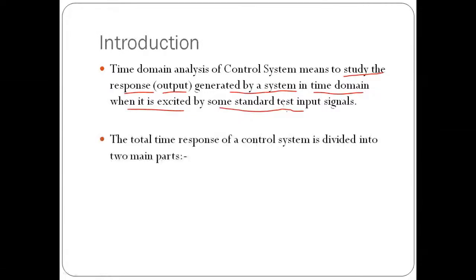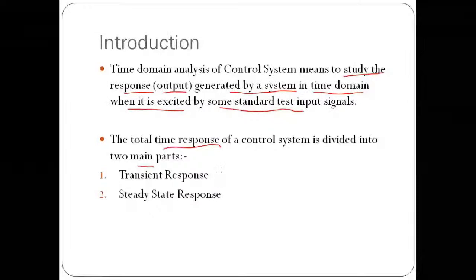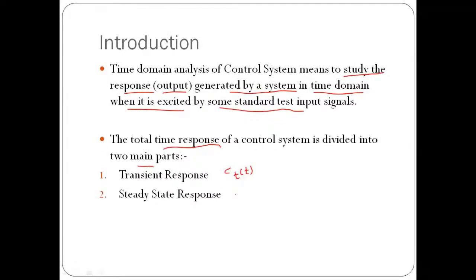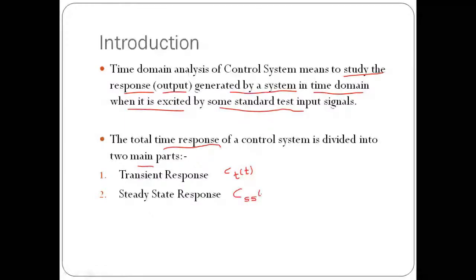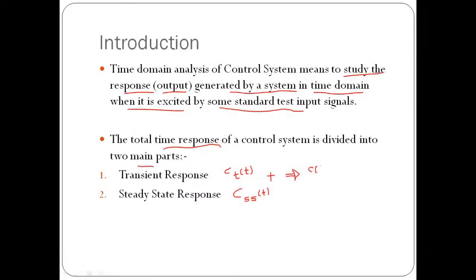Now, the total time response of a control system we can classify into two main parts. The first one is called the transient response, and the second one is called the steady state response. So the transient response is indicated by the symbol ct of t, and the steady state response is indicated by the symbol css of t. And if you club these, you will get the total response of the system, which is nothing but c of t.